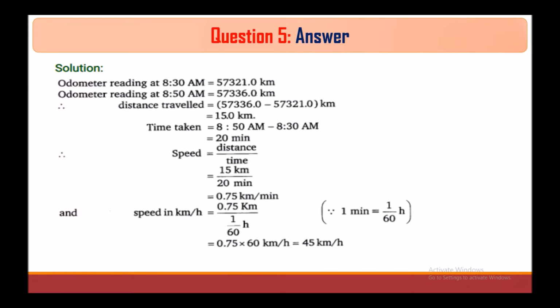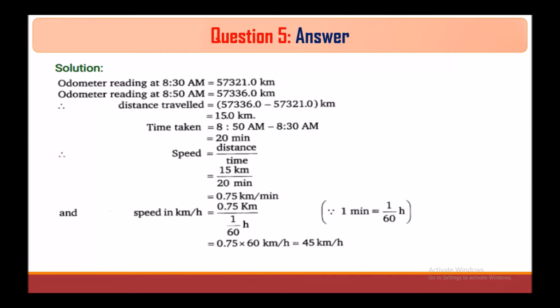Now the time taken. So 8:50 a.m. minus 8:30 a.m. is 20 minutes. Now we have to find the speed of the car. So distance upon time. Distance is 15 kilometers and time is 20 minutes. So we will divide 15 by 20. We will get the answer 0.75 kilometer per minute.